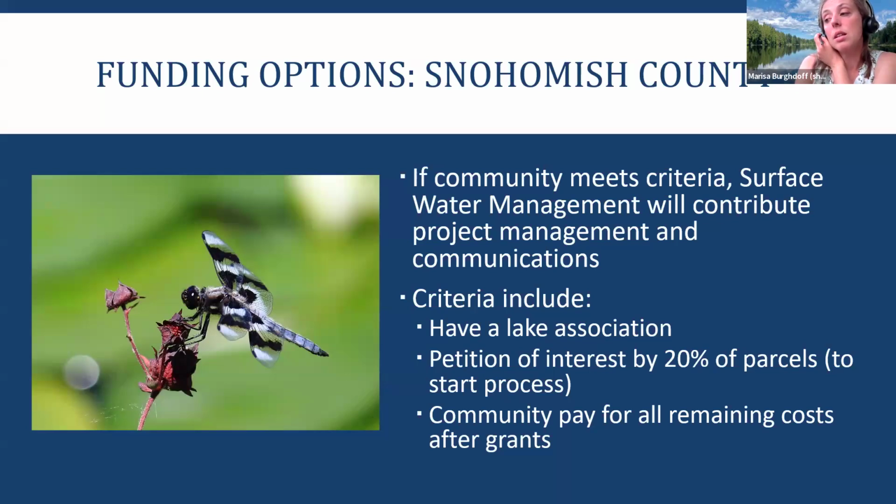And the first is that you must have a lake association. You must have a petition of interest by 20% of parcels to start the process. And if you approve a plan, you need to pay for all remaining costs after grants. If you do all those things, the Snohomish County will contribute our staff time for project management and communications.